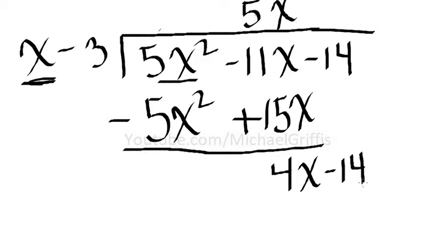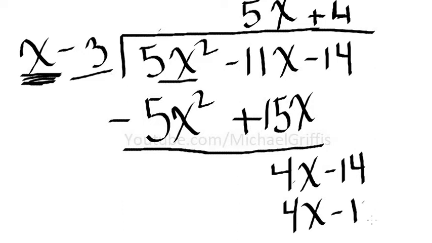Alright, now what we're going to do is we go back, look at our x. So 4x over x reduces down to 4. And we'll write that right up here. Plus 4. Okay, up in the quotient. And so then we go back. We go 4 times x is 4x. 4 times 3, but that's a minus 3, so that's going to make that minus 12. Okay, minus 12.